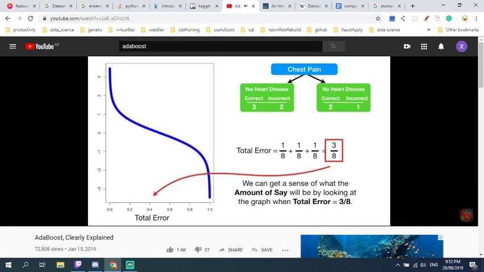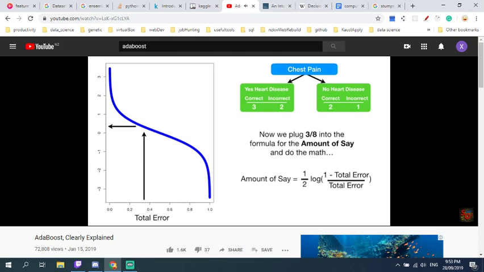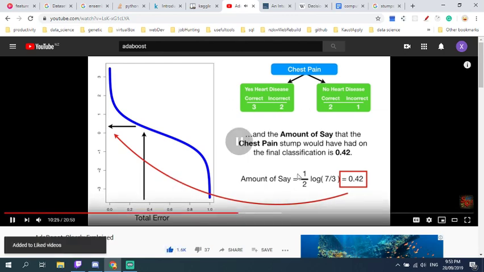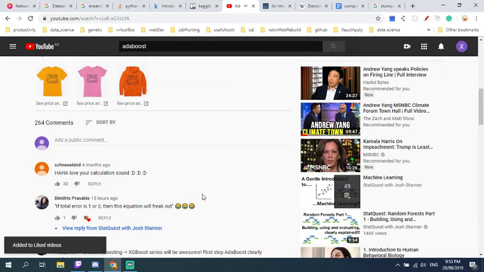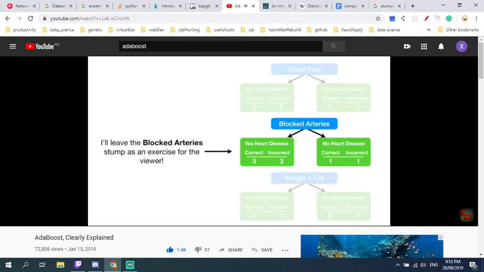We can get a sense of what the amount of say will be by looking at the graph when total error equals 3/8. So we are expecting the amount of say to be between 0 and 0.5. Now we plug 3/8 into the formula for the amount of say and do the math. And the amount of say that the chest pain stump would have had on the final classification is 0.42. I'll leave the blocked artery stump as an exercise for the viewer.